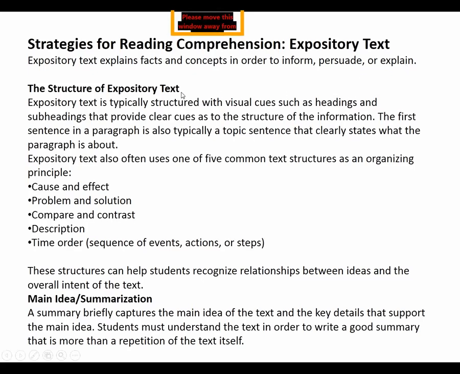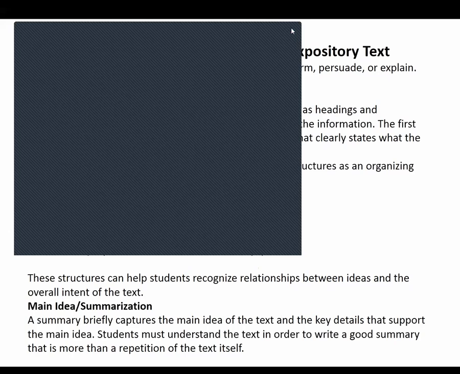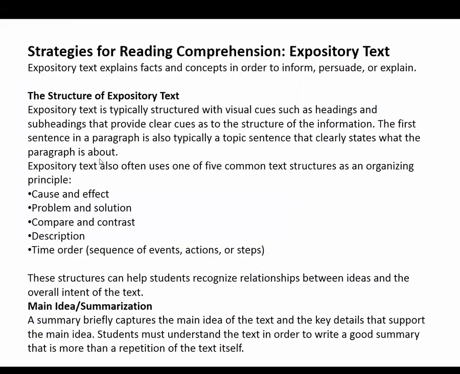The structure of expository text is that it is typically structured with visual clues such as headings and subheadings that provide clear cues as to the structure of the information. The first sentence in a paragraph is also typically a topic sentence that clearly states what the paragraph is about. Expository text also often uses one of the 5 common text structures as its organizing principles: cause and effect, problem and solution, compare and contrast, description and time order.